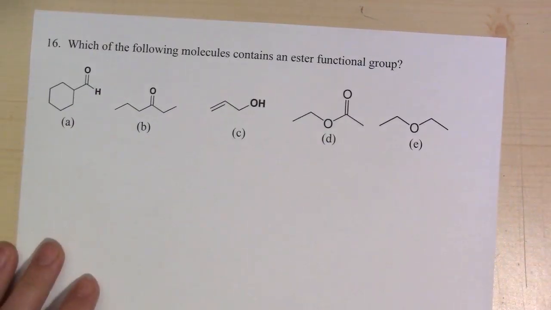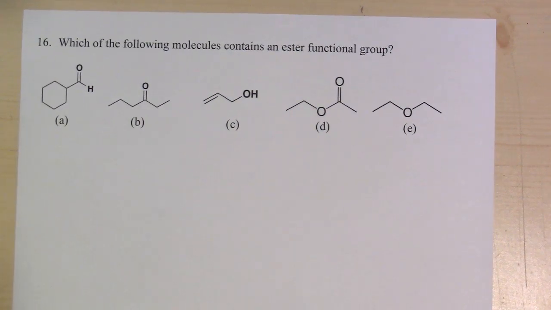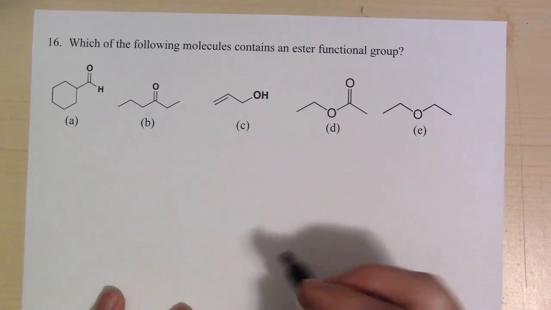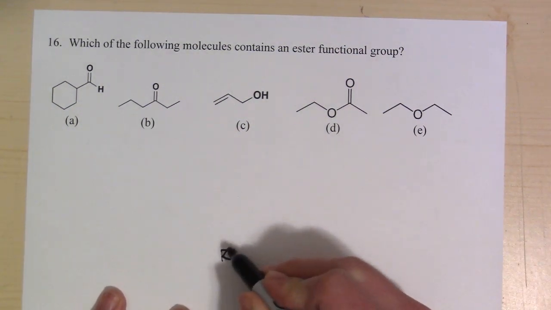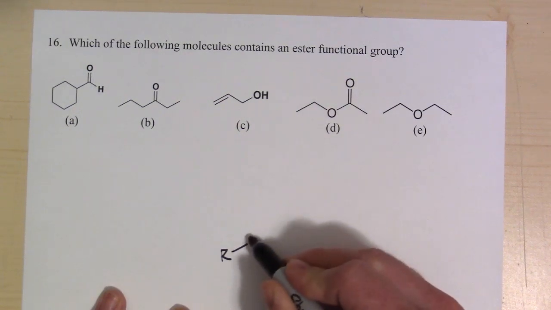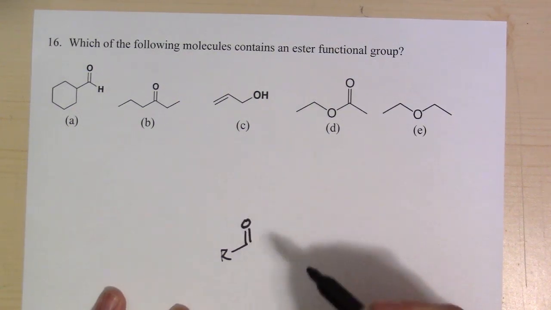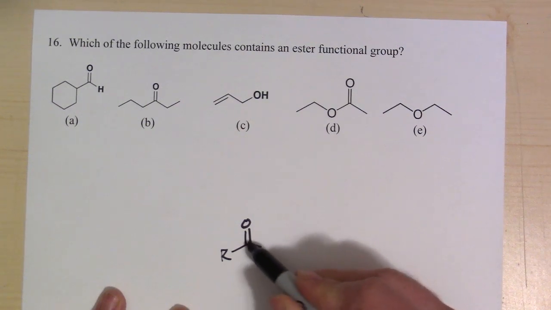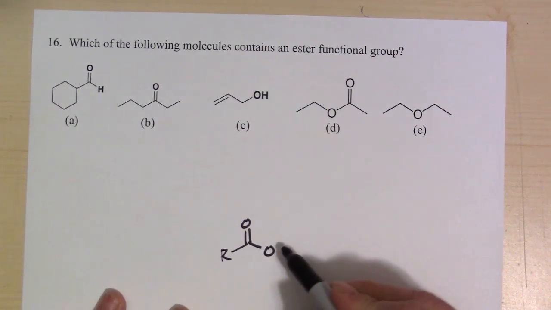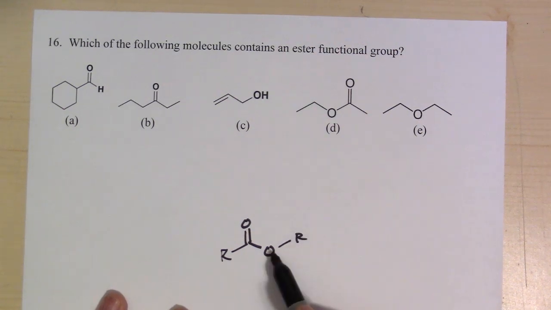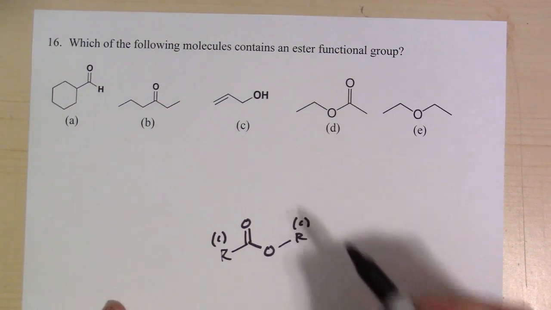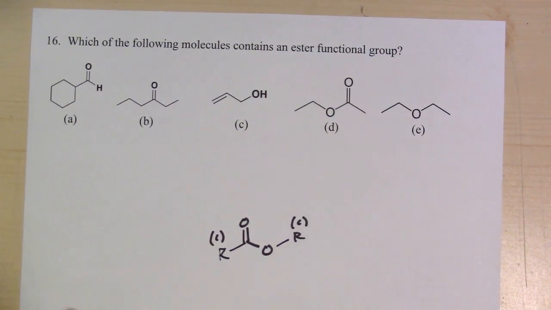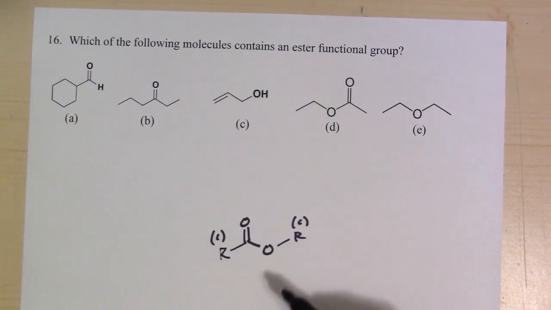Number 16, which of the following molecules contains an ester functional group? So an ester is similar to a carboxylic acid. So here you have an R group, so that'll represent a carbon connected to a C double bond O, and then that carbon will be connected on the other side to an oxygen, and then that oxygen will be connected to another carbon. R groups typically just represent some sort of a carbon chain. So we're looking for this type of formula.